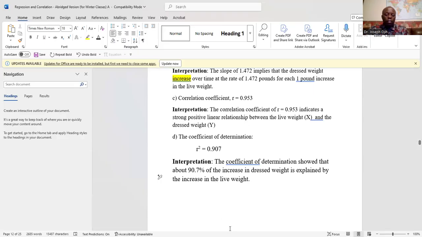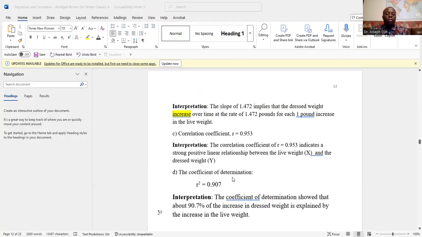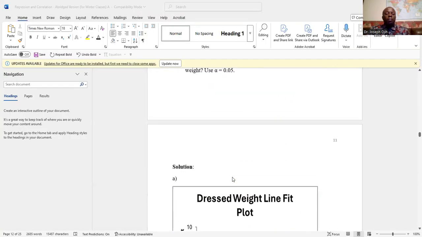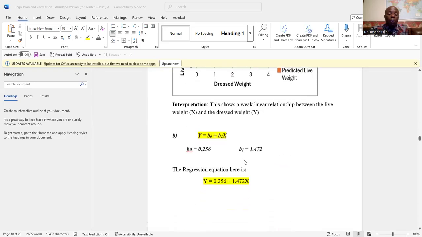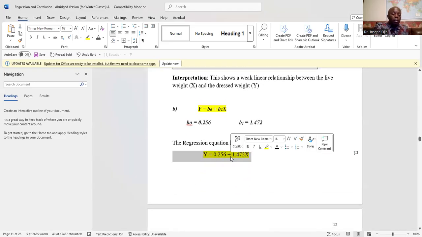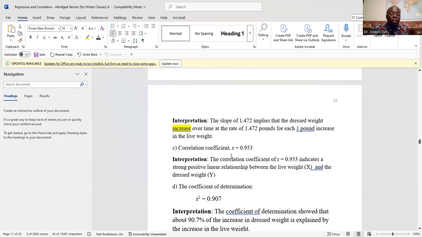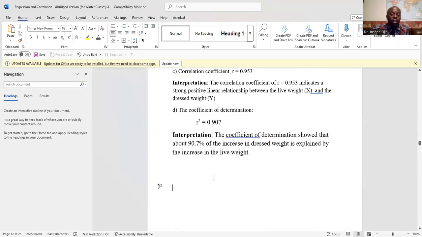Any question, guys, before we round this up? Any question? Okay, no question. Good. Now, next it says find the dressed weight y when the live weight is x equals 5.5. Okay. We can do that by using the regression equation. I'm going to copy it from here. Okay. So you can paste it here and use it.